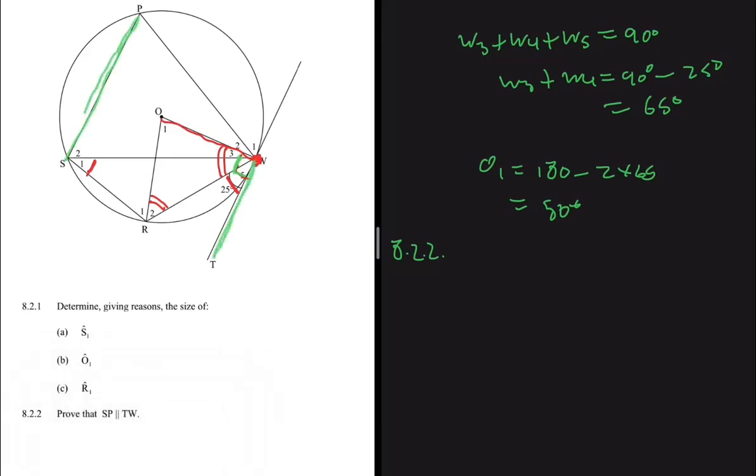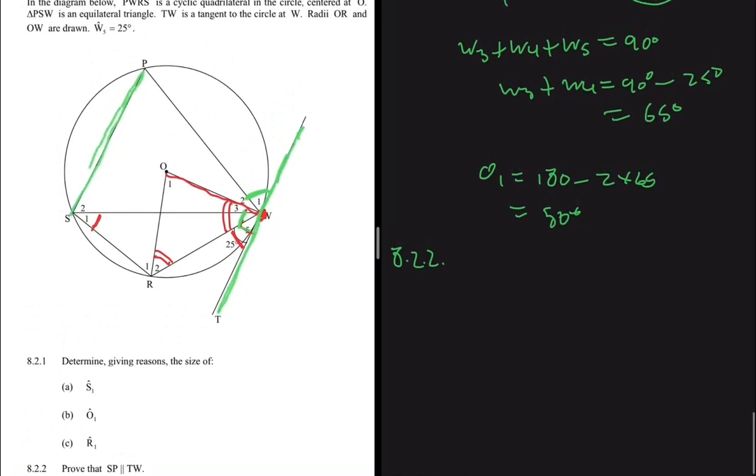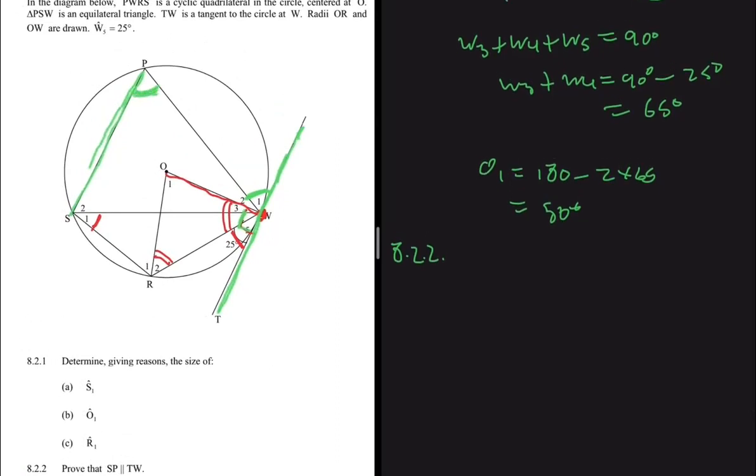Obviously, we don't have coordinates here, so there's no way we're going to be calculating the gradient. We have to do that using angles some way, somehow. So if these two lines are parallel, then this angle here, W1, should be equal to this angle P here. But then at the same time, W1 should be equal to S2.